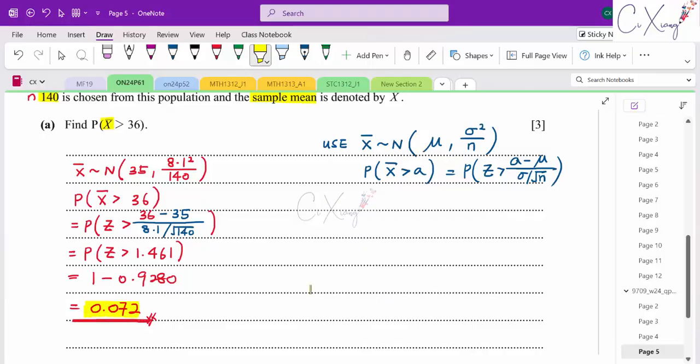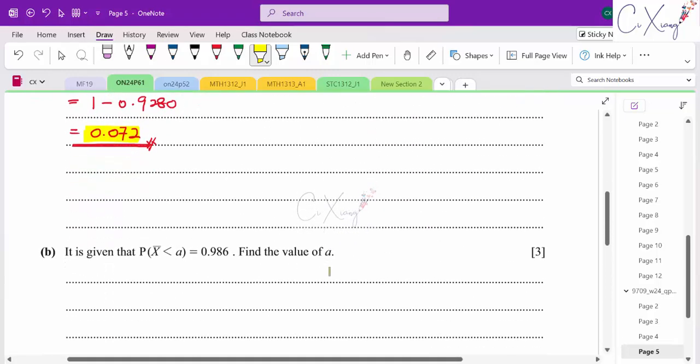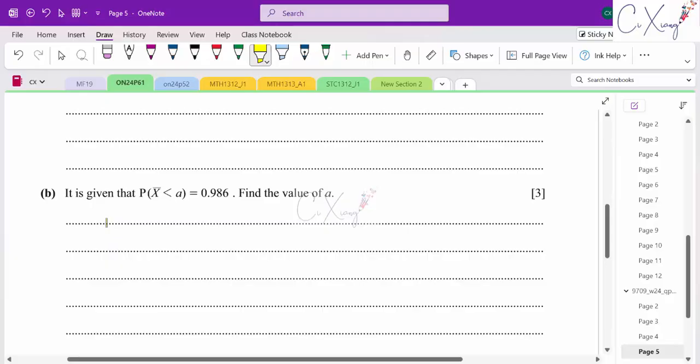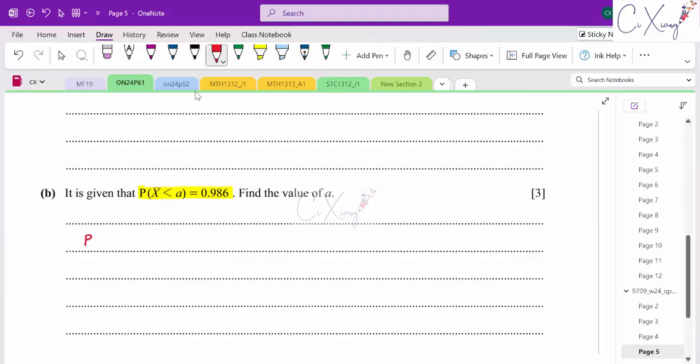Alright, let's continue to part B. For part B, they are still talking about the sample mean. Given that the probability of the sample mean being smaller than A is 0.986, find the value of A. The sample mean still has the same distribution as in part A. Just to help you recall, the sample mean is normally distributed, the mean is 35, and the variance is 8.1 squared divided by 140.